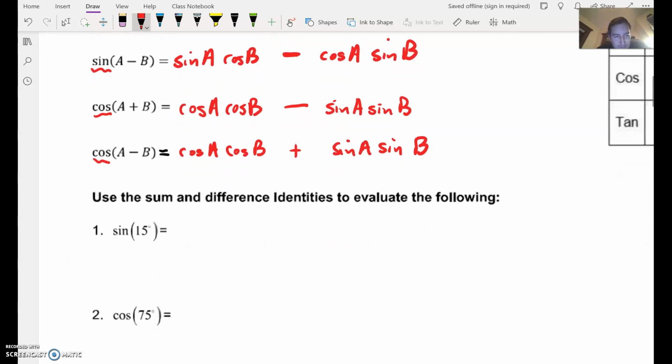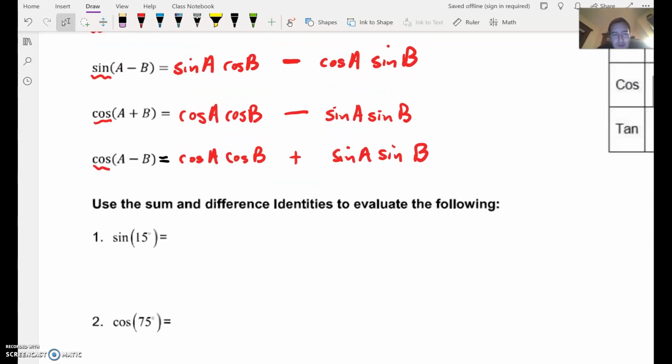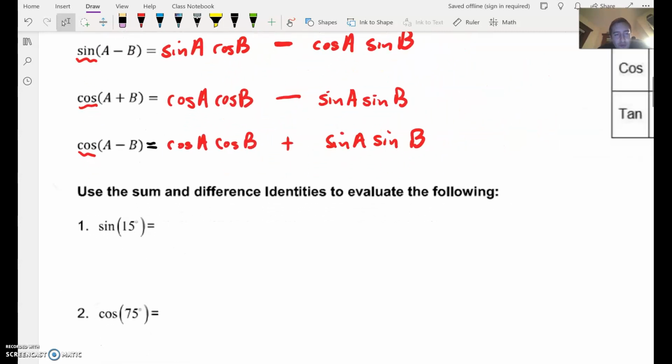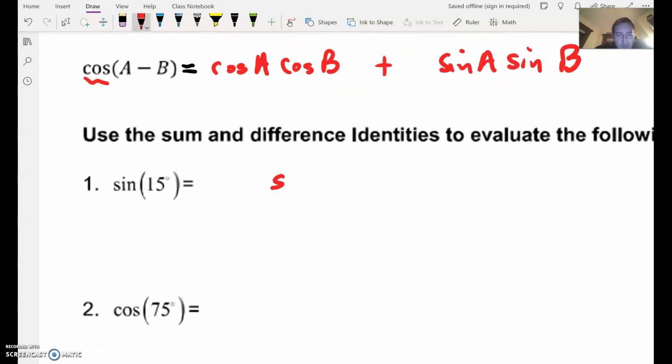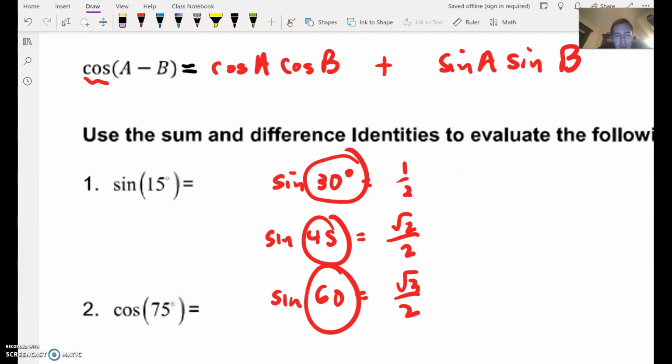Look at number 1. Use the sum and difference identities to evaluate the following: sine of 15 degrees. Well, darn. We've learned so far that sine of 30 degrees is 1/2, sine of 45 degrees is square root of 2 over 2, and sine of 60 degrees is square root of 3 over 2. I could keep going. We've learned a bunch of different values on the unit circle, but 15 degrees was never one of them.